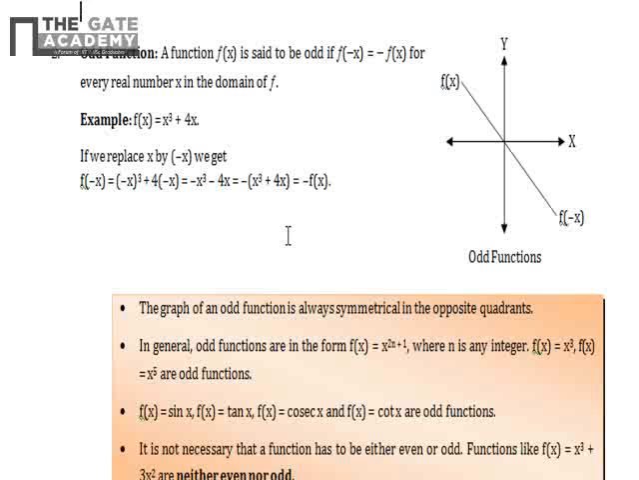Okay, now just see that there are some functions which are neither even nor odd, because there is one term x cube and another term x square. So these are neither even nor odd functions.